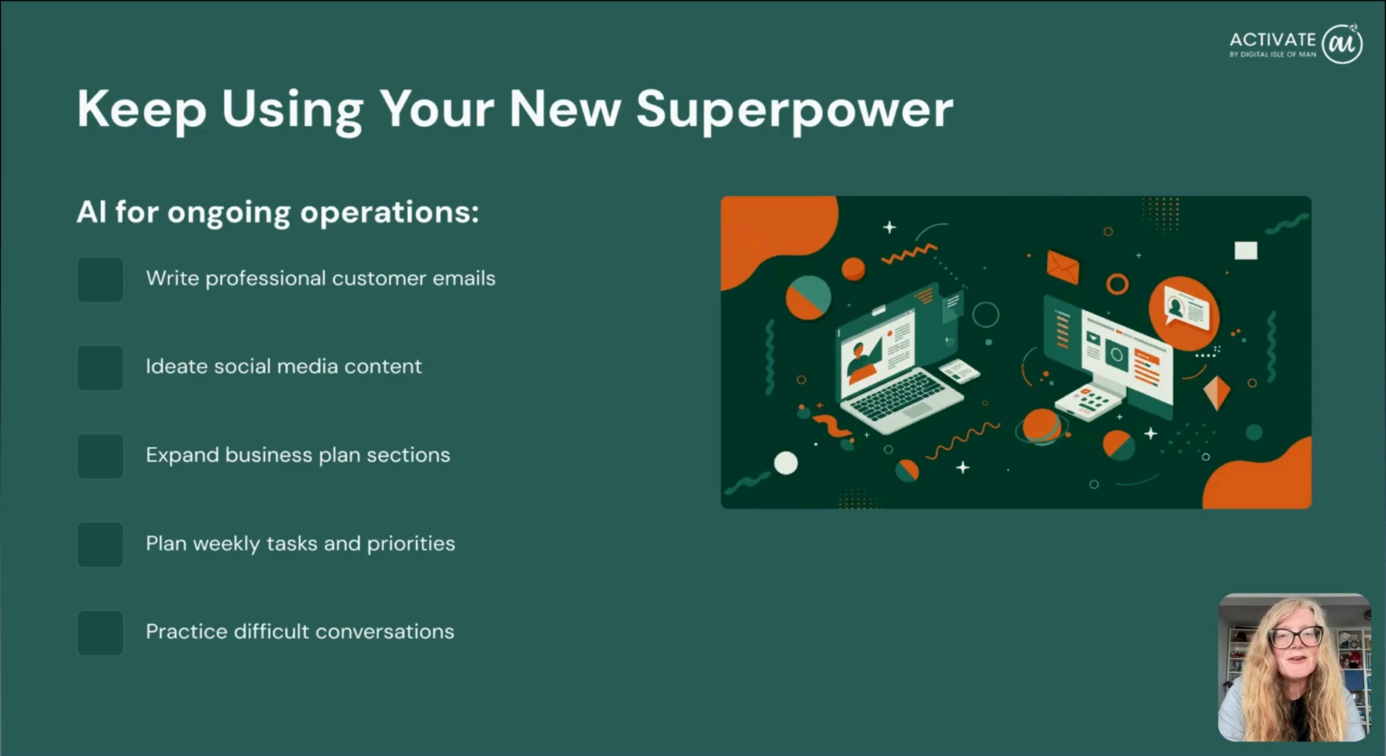AI doesn't stop being useful once you've done your planning. You can use it for many ongoing operations, helping you write professional emails to potential customers, coming up with ideas for social media content, drafting responses to inquiries, planning your weekly tasks, expanding your business plan as you grow, and even practicing difficult conversations. You've learned to use AI as a planning partner. Now use it as your business operations partner too.